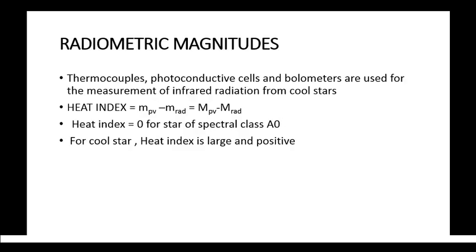Now the next magnitude is radiometric magnitude, in which the brightness of a star is measured using thermocouples, photoconductive cells and bolometers. Here, thermocouples, photoconductive cells and bolometers are used for the measurement of infrared radiation only. So that we measure the infrared radiations which are coming from cool stars. So for that we are using thermocouples, photoconductive cells and bolometers.